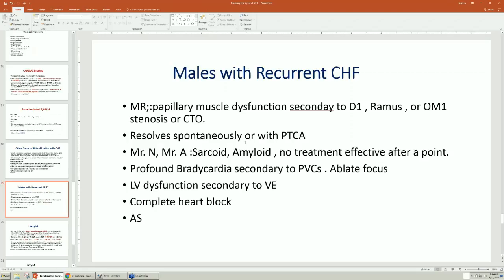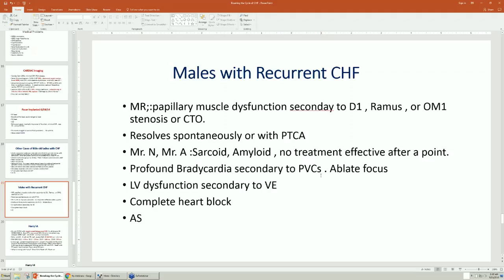And so with sarcoid, amyloid, we do everything we can, but we reach a point where we can't do any more. Profound bradycardia secondary to PVCs, and all I have to do is ablate the PVC. If your heart rate is 50, but every other beat is a PVC, and that PVC is not opening the aortic valve, then your effective heart rate is going to be 25. You don't do well with a heart rate of 25.